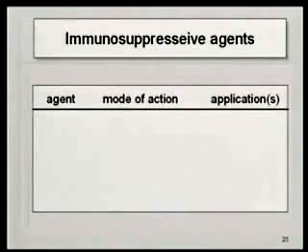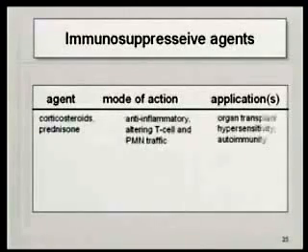And what are the immunosuppressive agents? I've got a list of them here as well as on your handout. And what I expect you to do is remember the agents and what their mechanism of action is also. Okay? Most importantly, corticosteroids are used to reduce inflammation. They are anti-inflammatory. They alter T cell and PMN traffic. So by diverting them from the site of inflammation, it can reduce the chances of damage to the graft.